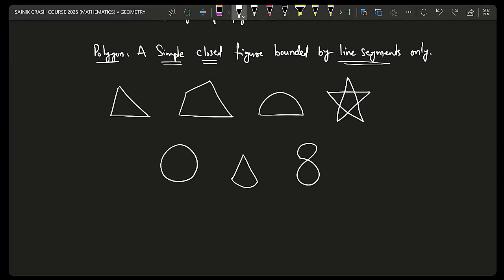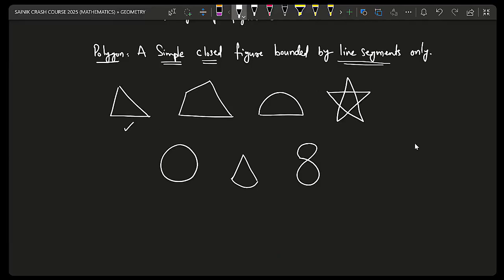So the first figure, triangle. I want to check whether it is simple or not. Yes, it is simple. Why? Because it is not crossing over itself anywhere. So it is a simple figure. And is it closed? Yes. Suppose I start drawing the triangle from here, I go around the triangle and reach the same point. So it is closed. And is it formed by only line segments? Yes, straight, straight, straight. So only line segments are formed. So it is a polygon. I'll use a tick mark. Then I expect all the students one by one. Next there is a quadrilateral. I want anybody to explain about it. Is a quadrilateral a polygon or not?